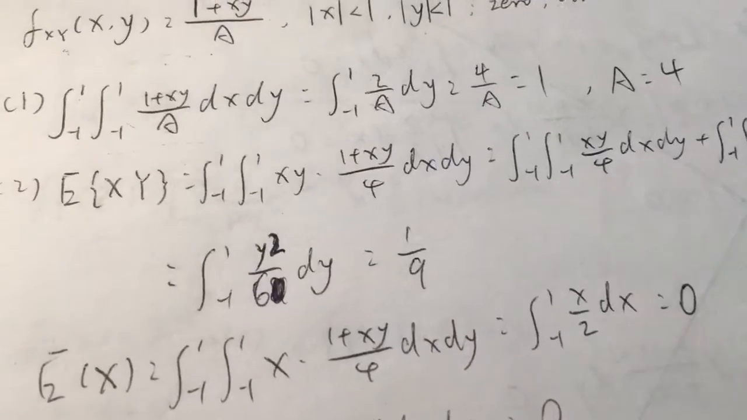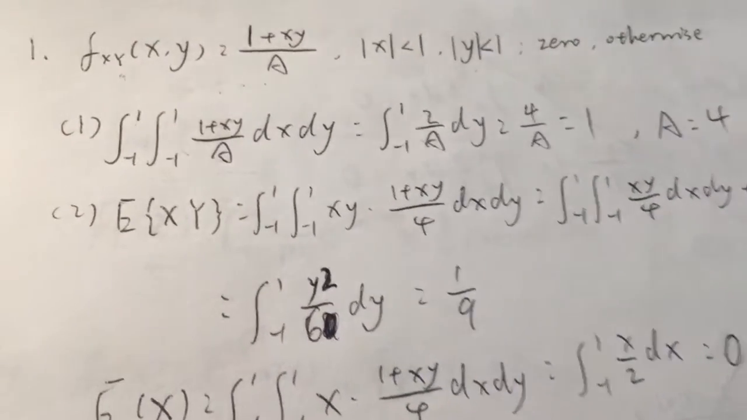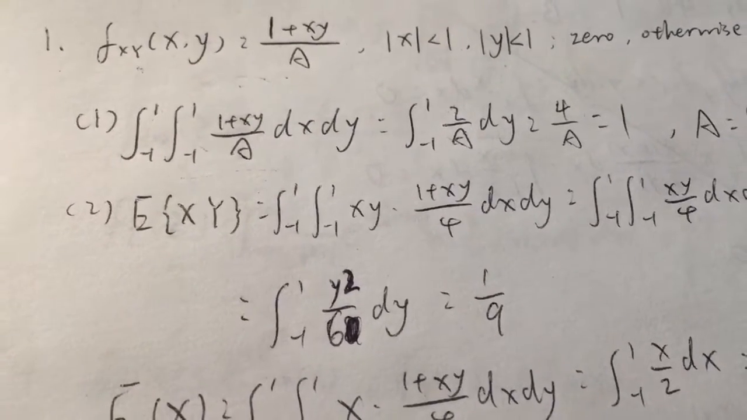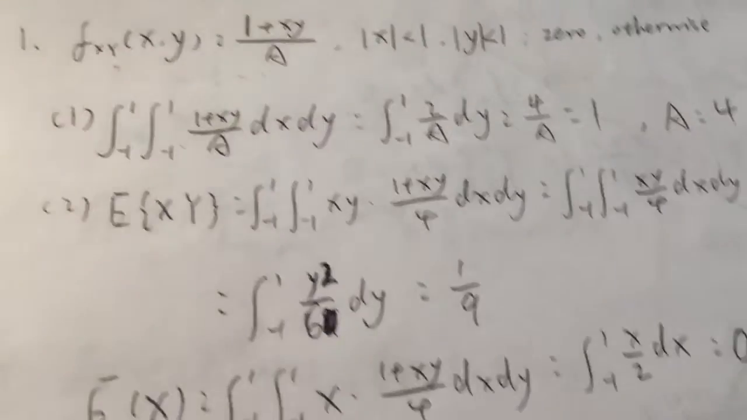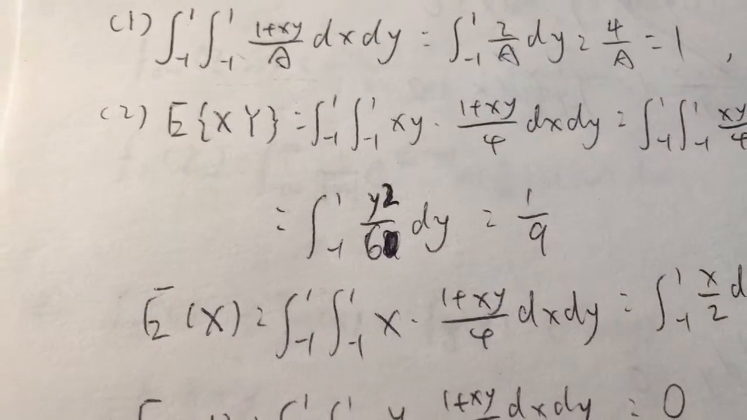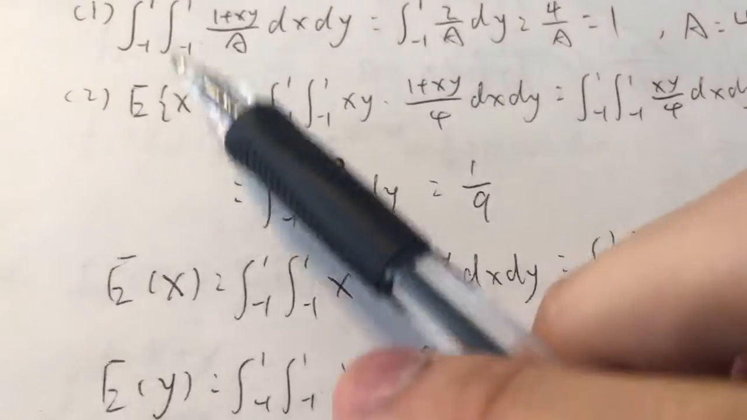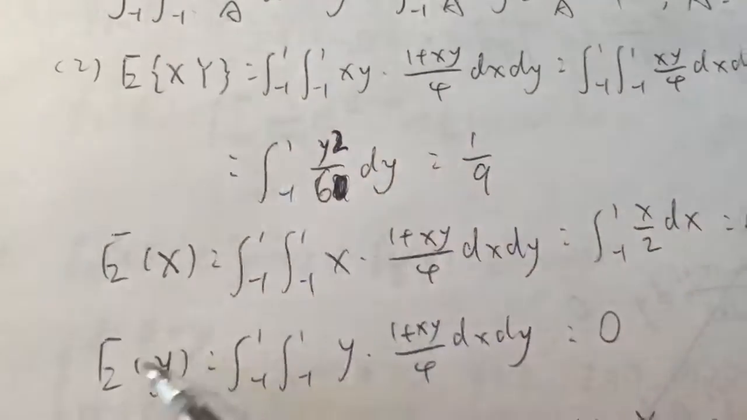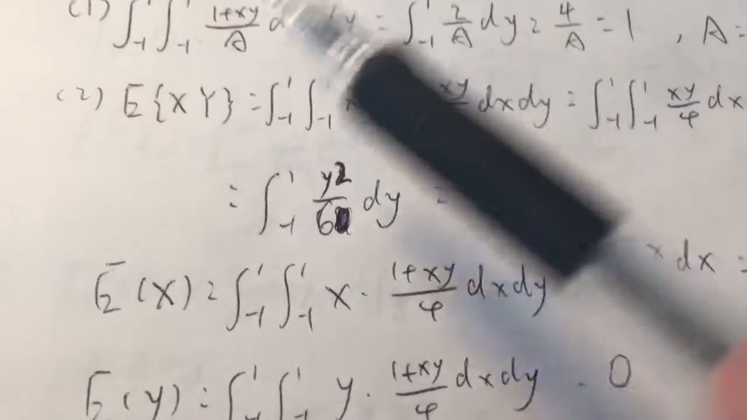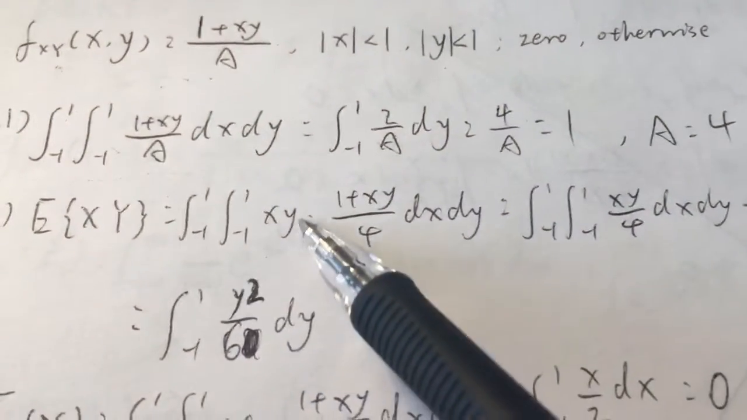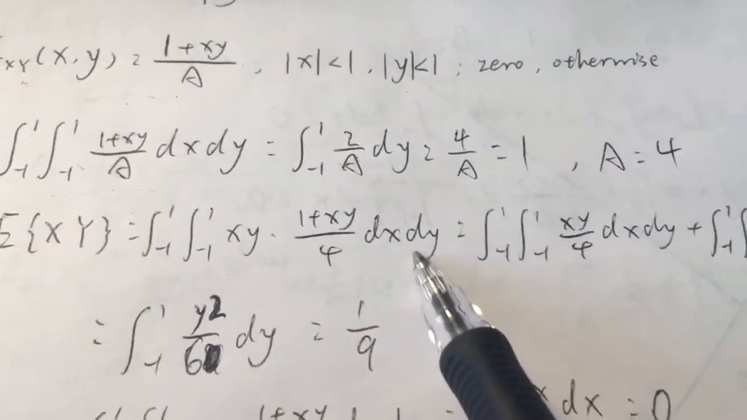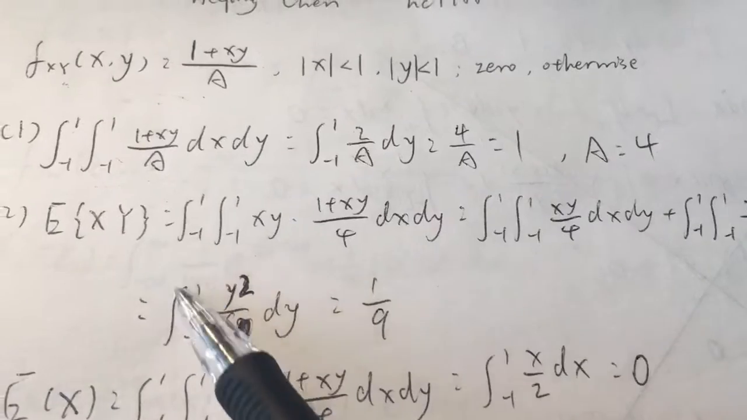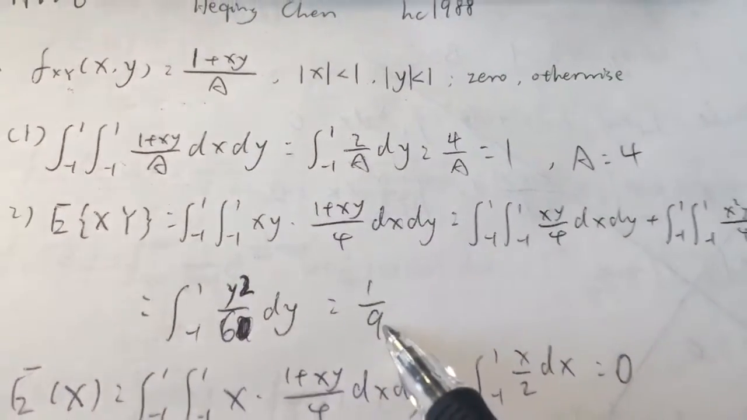Now in the second question, we need to prove or disprove whether x and y are uncorrelated. In order to answer this question, we need to calculate the expected value of x multiplied by y. First we calculate this using the formula, and finally we got the expected value of x multiplied by y equals 1 divided by 9.